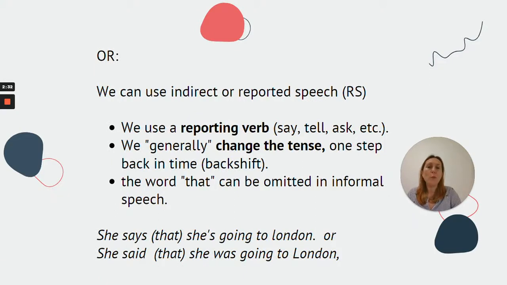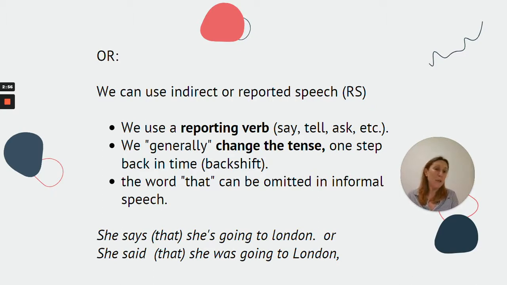When we use reported speech or indirect speech, we use a reporting verb. There are many reporting verbs we can use. The most common ones are say or tell, but we may use ask or others. And we generally change the tense 1 step back in time. This is called backshift.